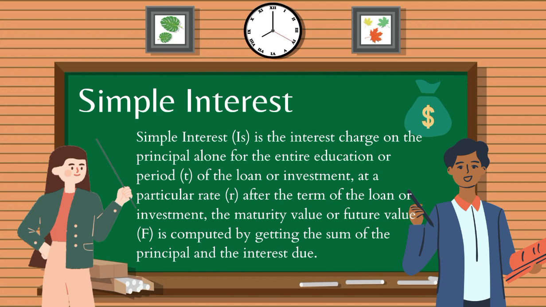Simple interest is the interest charged on the principal alone for the entire duration or period, denoted as T, of the loan or investment at a particular rate, denoted as R. After the term of the loan or investment, the maturity value or future value, denoted as F, is computed by getting the sum of the principal and the interest due.